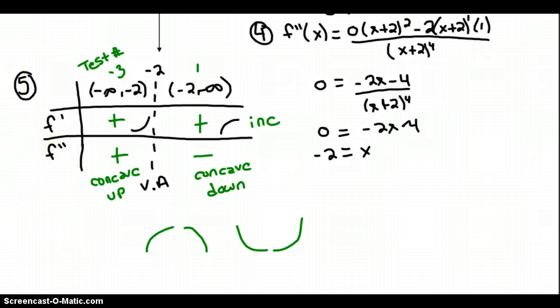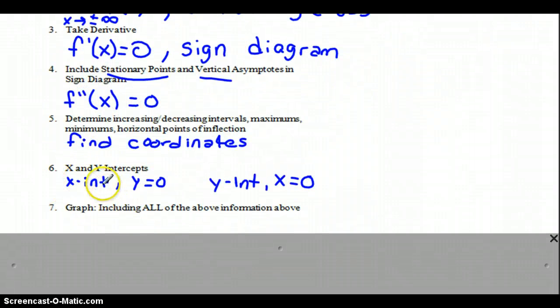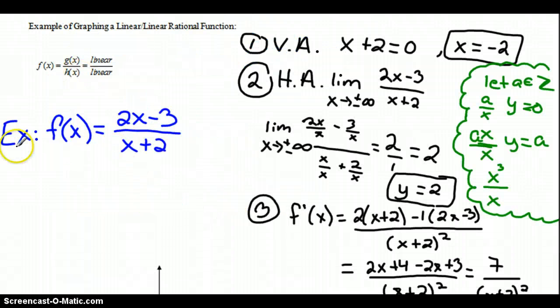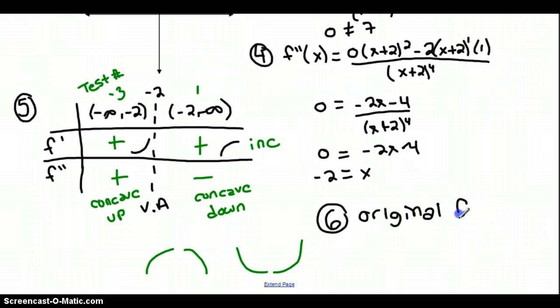Okay, and last but not least, let's go back to my steps for a minute. Find the x-intercepts and the y-intercept, if any. So let's find those. That's step 6. I'm going to go down to where I have a little bit of space. And step 6, I go back to my original function to find my x and y intercept. Because remember, these are points on my original graph that I'm trying to graph with a little bit of calculus. So for my y-intercept, we'll go ahead and let x be 0.